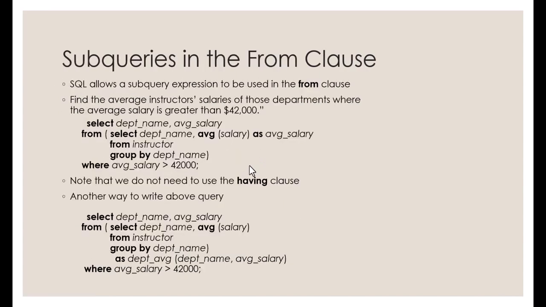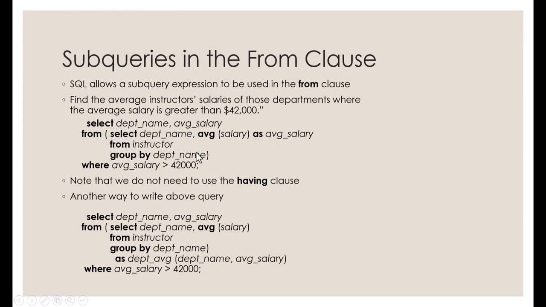Okay, you can also have a subquery in the from clause. We want to find the average instructor salaries of those departments where the department's average salary is greater than 42,000. This can be a little bit confusing, so we're breaking it down. Select: we are finding the average instructor salary per department, so we're calling department name and average salary. From, and then the from clause has a subquery.